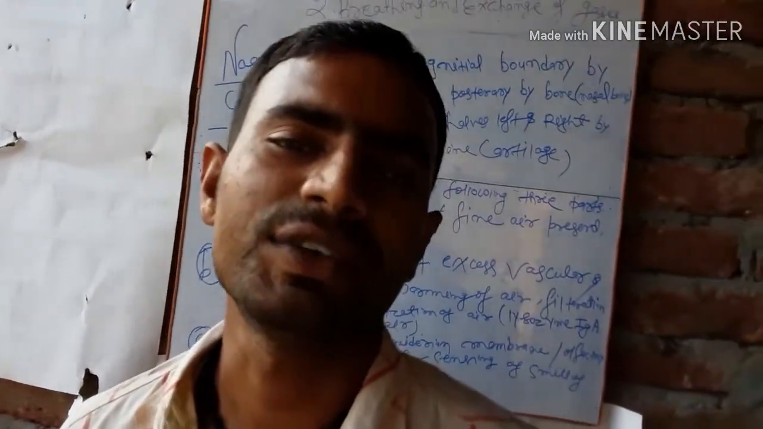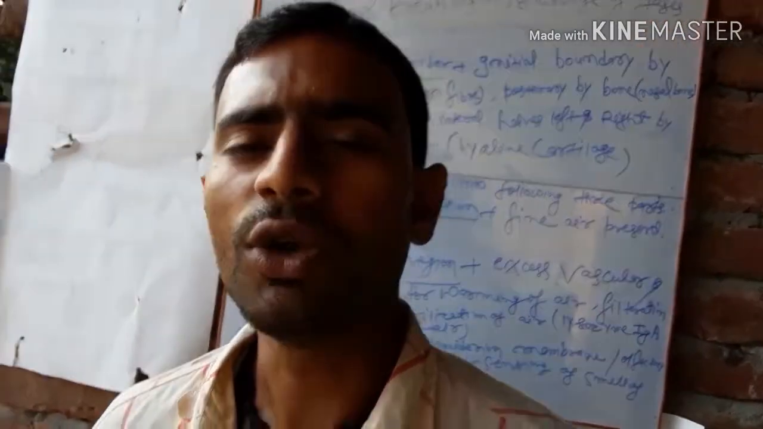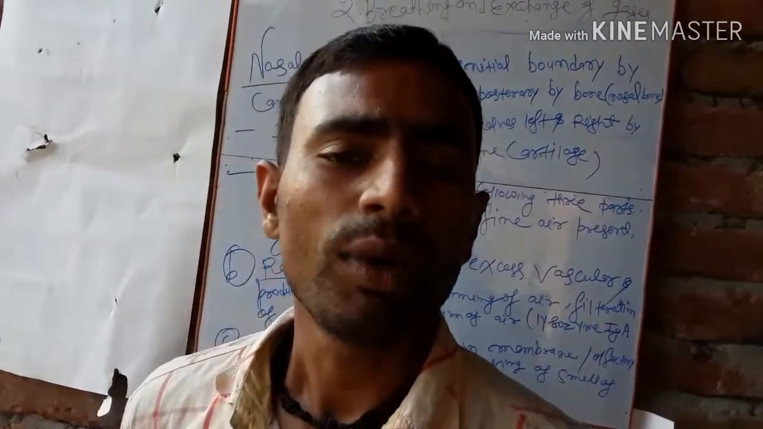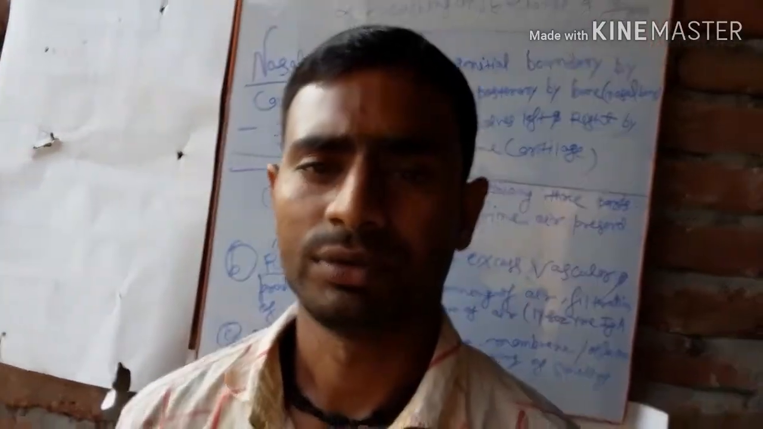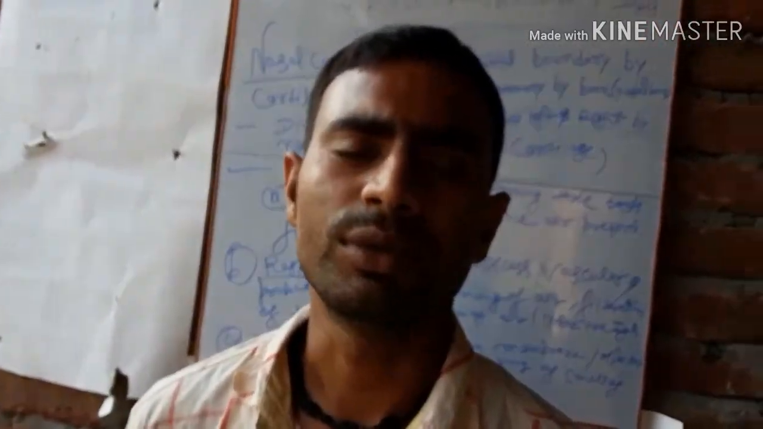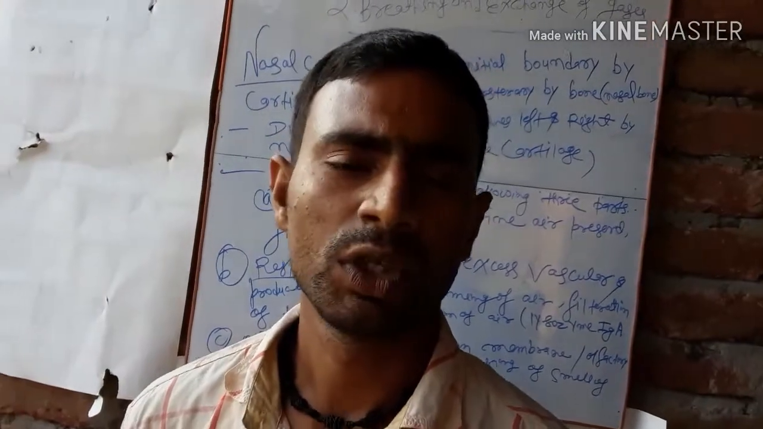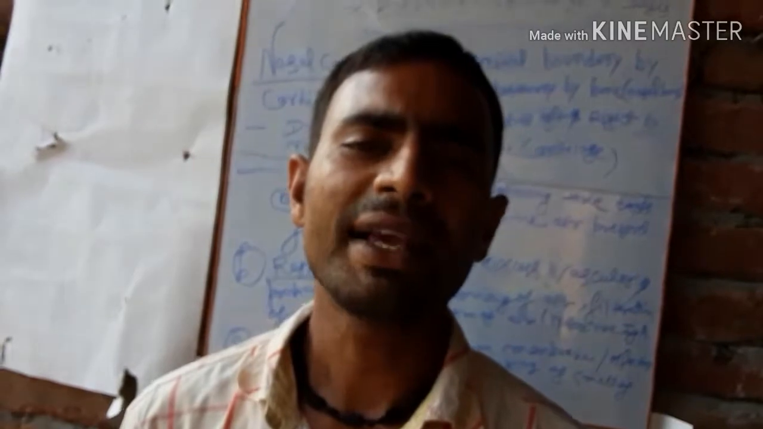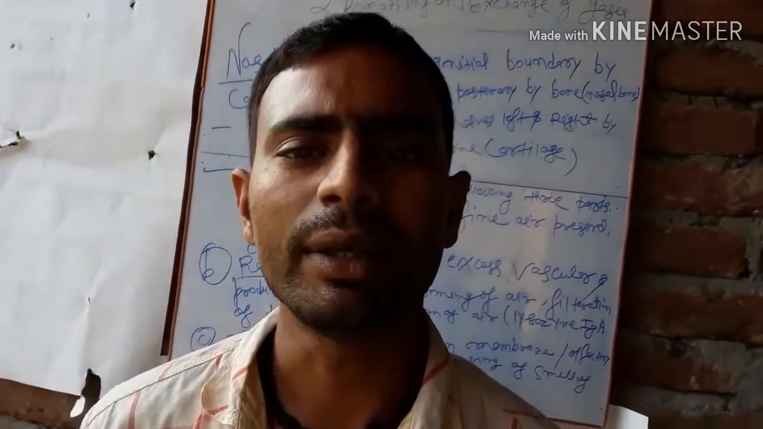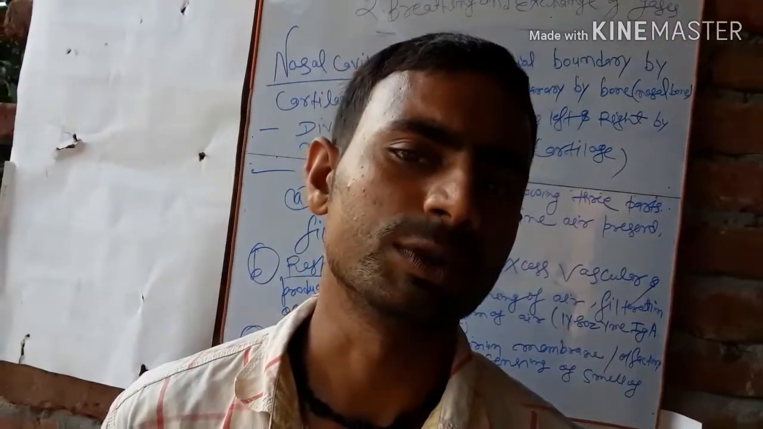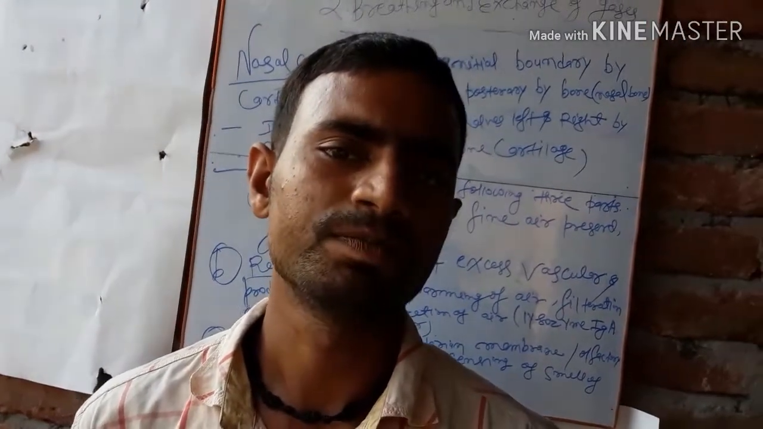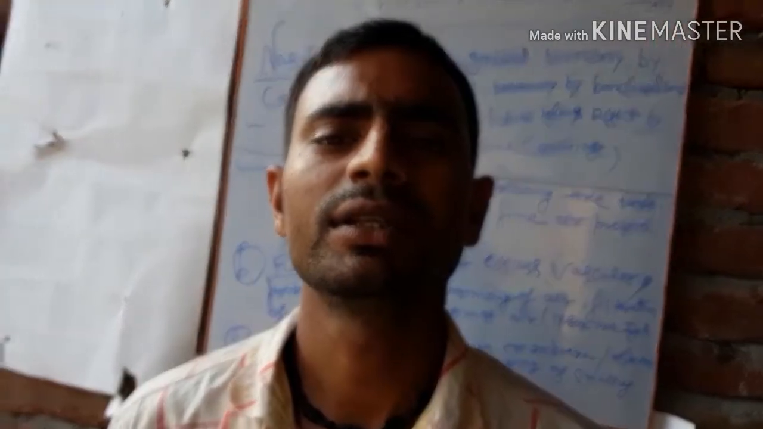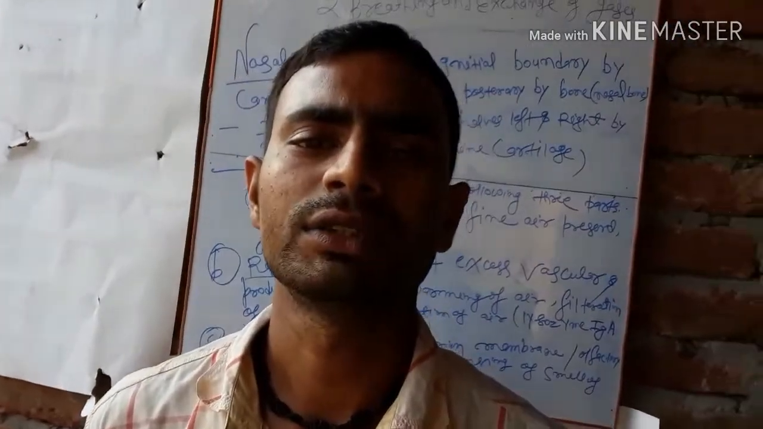At first, we start with what is the nasal cavity. Cavity means space, chamber. So what is the nasal cavity? Anteriorly it is bounded by cartilage, that is yellow fibers, and posteriorly by bones. And the nasal cavity is divided laterally into two parts.